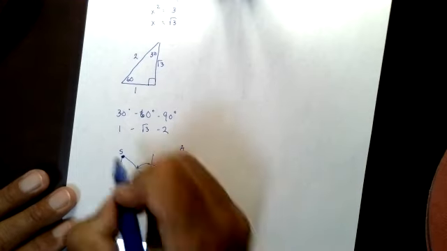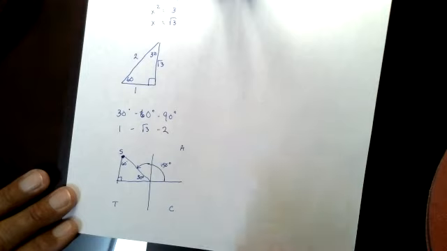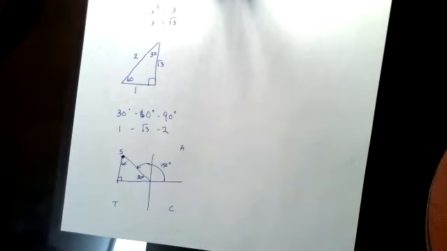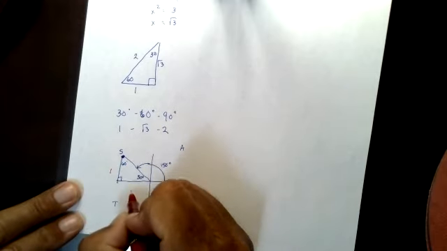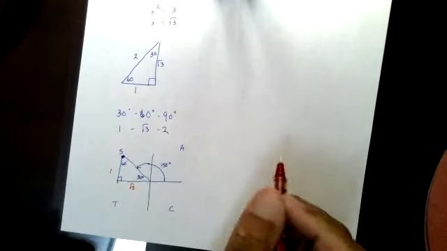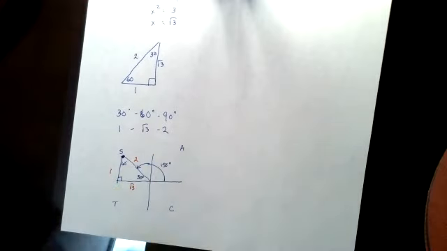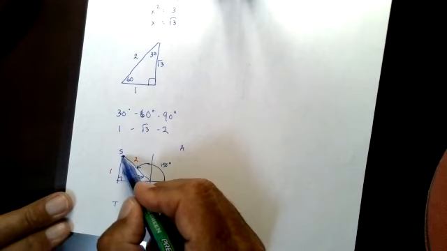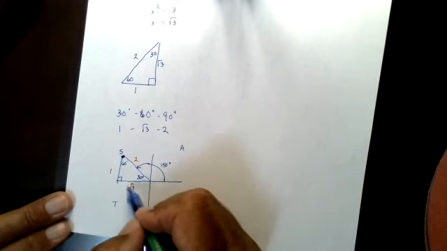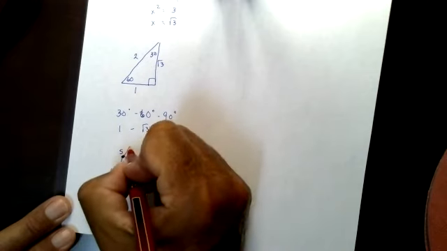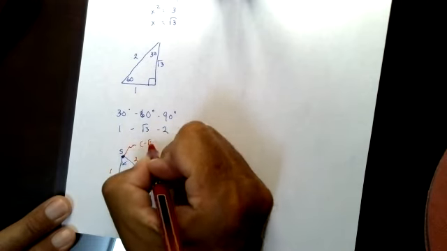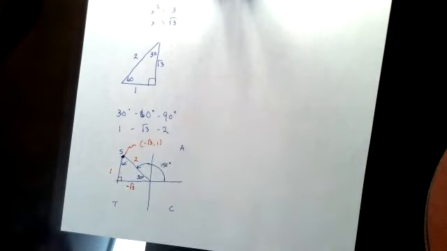That becomes 90, which by default means this is going to be 60 degrees. Now, if I start putting in values, again, across from 30 is 1, across from 60 is the square root of 3, and across from the 90 is the 2. So the location of this point right here would have the coordinates negative square root of 3, positive 1. So that point is negative square root of 3, positive 1.